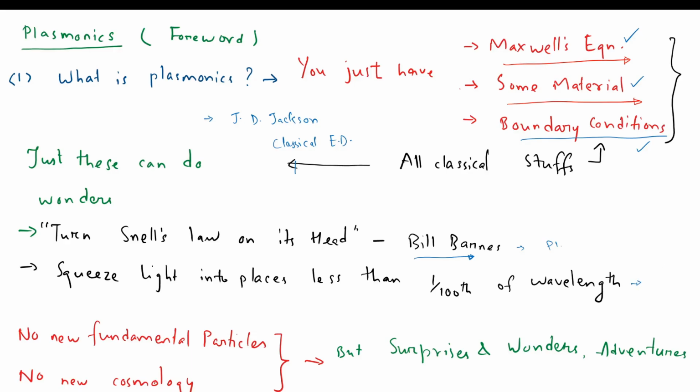This talks about the volume in which the electromagnetic fields can be confined. These are quite wonderful. It is quite wonderful that we're able to achieve these things just by this classical stuff, the Maxwell equations and the boundary conditions for some material. Here we are not talking about any very big fundamental particles or great cosmology, but there are a lot of surprises and wonders, and we can design and engineer a lot of materials with wonderful functionalities.